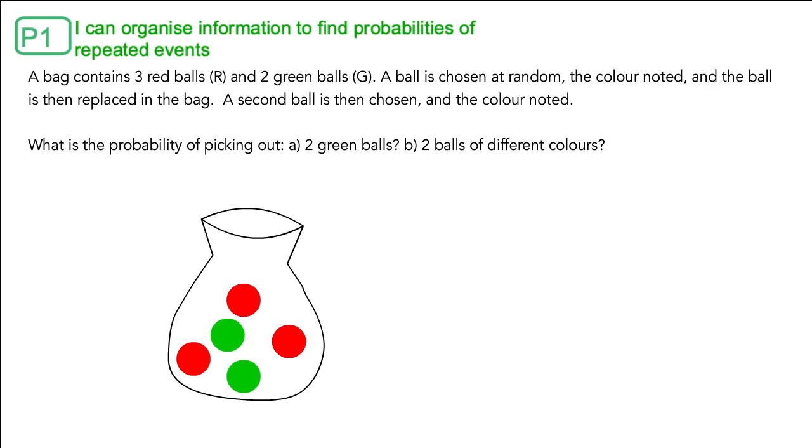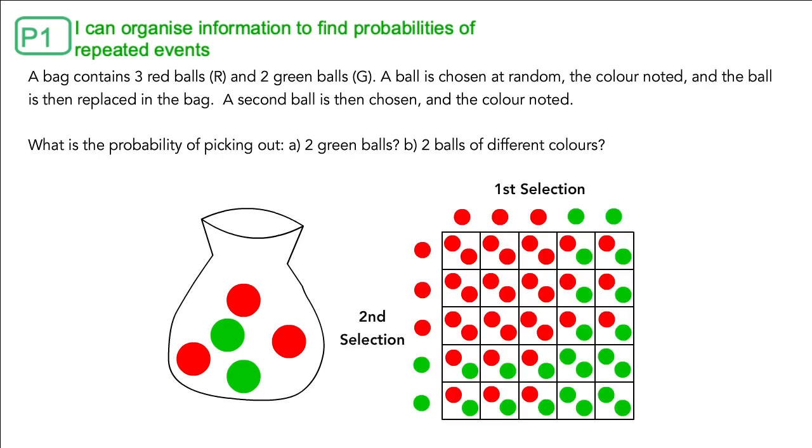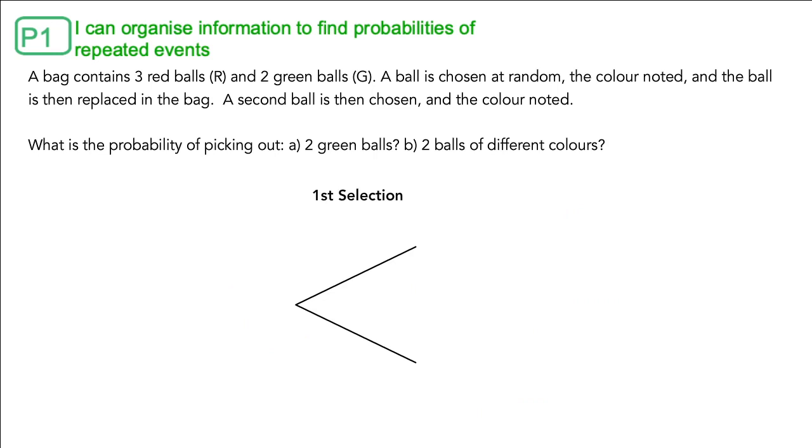As mentioned before, we could list all the possible outcomes and then identify the number of outcomes that satisfy the question, but that is time consuming to set up. Instead, we can draw a quick tree diagram. A tree diagram represents the same information, but in a way that allows you to calculate probabilities quickly. The first branch represents the first selection of a ball from the bag. You can either pick a green ball or a red ball.